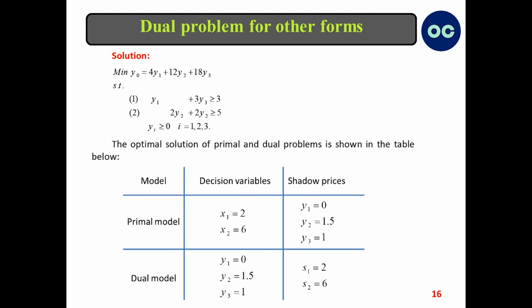So this is the dual model. And if we solve the dual model, the optimal solution here would be here. Okay. This is the optimal solution of the dual model. This is the optimal solution of the primal model. This is the shadow price of the primal model. This is the shadow price of the dual model.